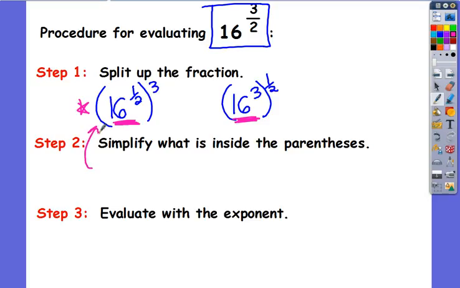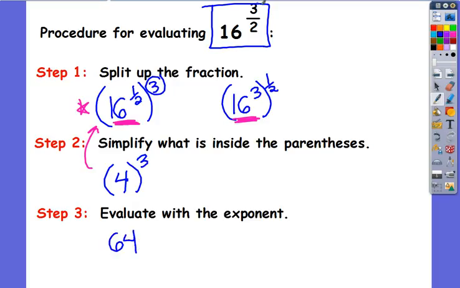So 16 to the 1/2 power is just like saying the square root of 16, or what number square root is 16? That would be 4. And don't forget there's this 3 on the outside. So 16 to the 1/2 is 4, and then I'm cubing that. And in step 3, evaluate with the exponent. So 4 cubed is 64.